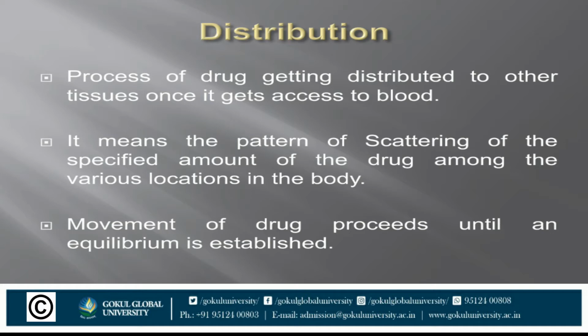So moving on to the concept of distribution. Once a drug has gained access to the bloodstream, it gets distributed to other tissues that initially had no drug, the concentration gradient being in the direction of plasma to tissues. So it's a process of the drug getting distributed to other tissues once it gets access to blood. It means the pattern of scattering of the specified amount of the drug among the various locations in the body, and the movement of the drug proceeds until an equilibrium is established.